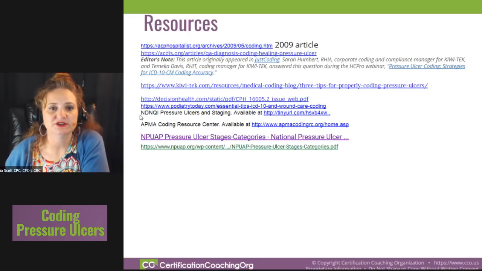Then again, here's the NDNQI. That's a pressure ulcer staging authority, as well as that one I was telling you about, NPUAP, for pressure ulcer staging. So I went ahead and put those links in there. I kept this a different color because I wanted you to know that that was the authority. Usually I just make them all the same color, but that one I wanted to make sure to highlight for you.